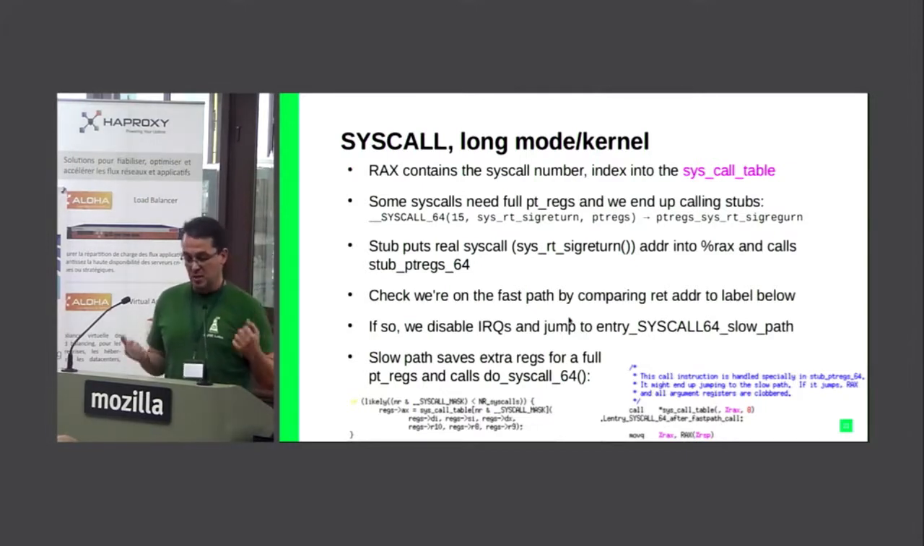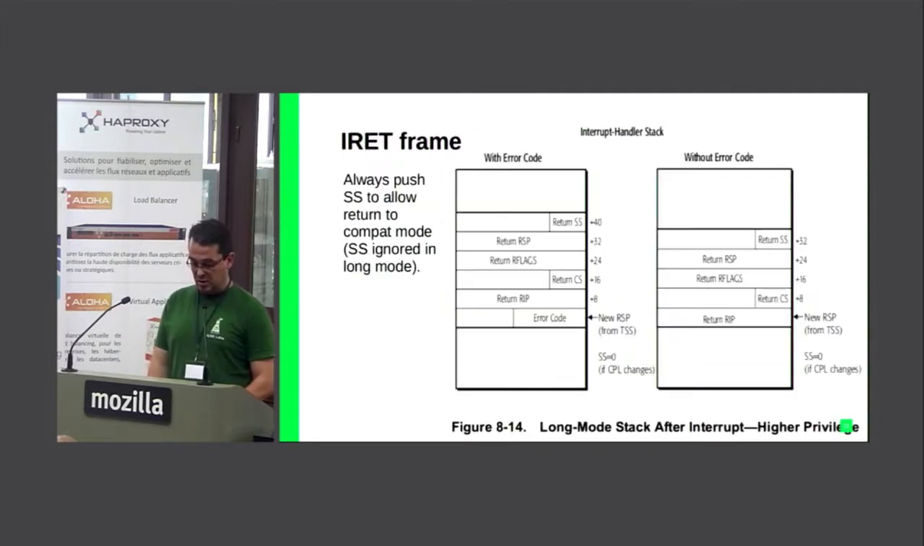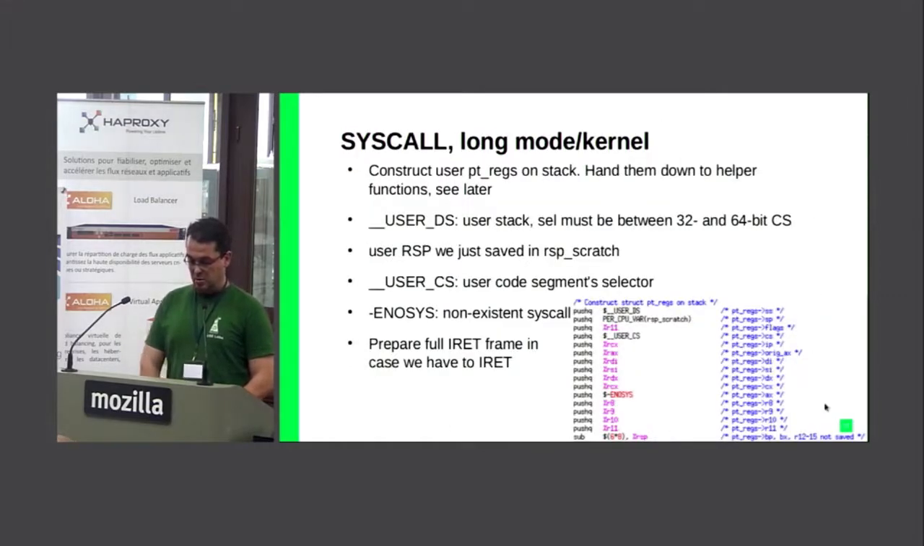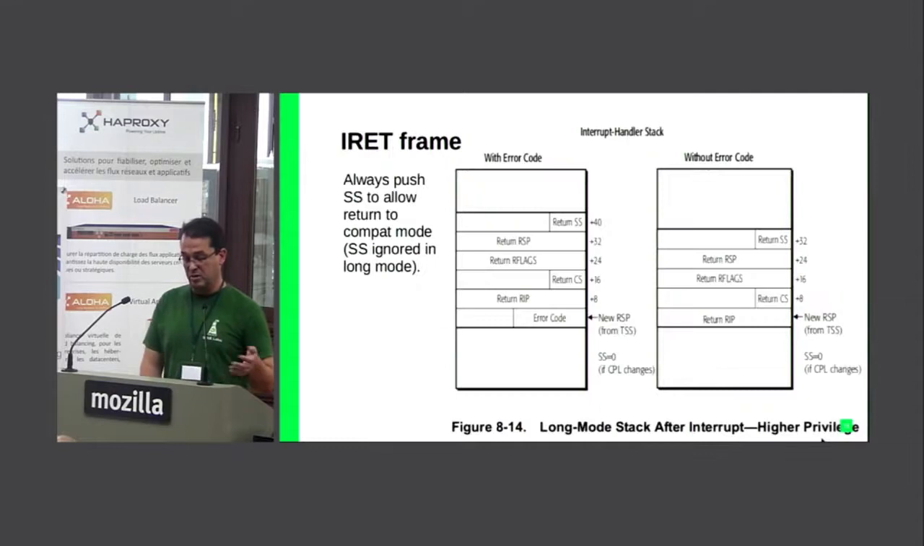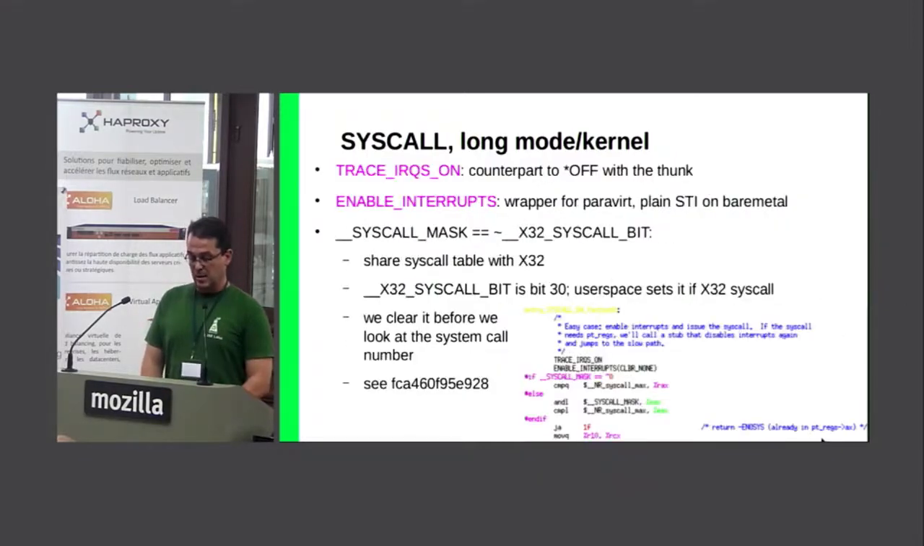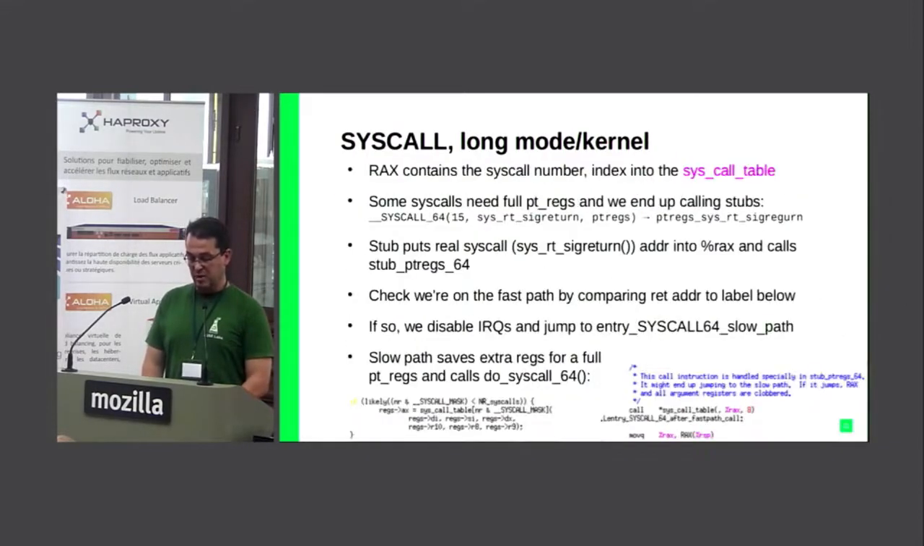And if yes, we're just going to go and push the rest of the registers, and the rest of the registers are those here, like RBP, RBX, and R12 to R15. We push the rest on the stack so that we have a full PTREGS frame, and then we execute the slow path. And the slow path is just a C function, do_syscall_64. And that's the same thing here, but in C.